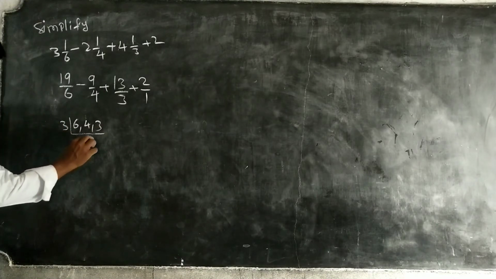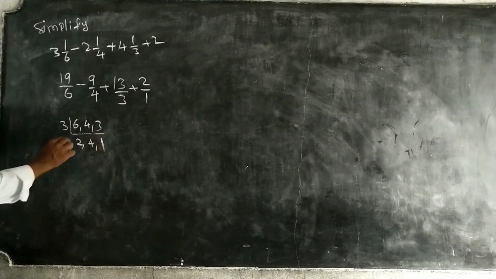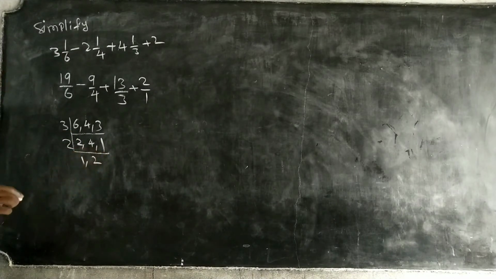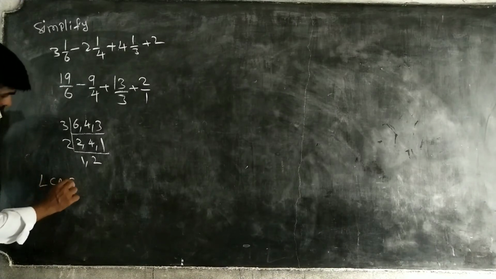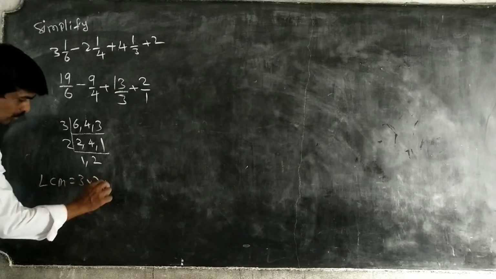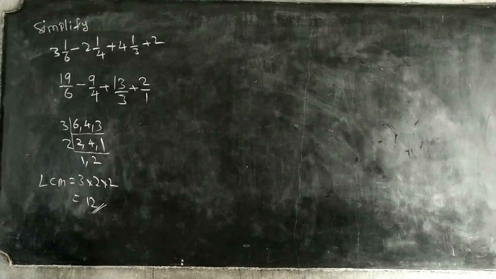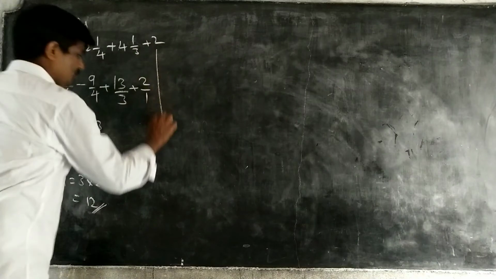2 sixes are 6, 4 as it is, 3 ones are 3. Next again I am writing 2. 2 ones are 2, 2 twos are 4. Therefore, LCM is equal to 3 into 2 into 2, that is equal to 12.